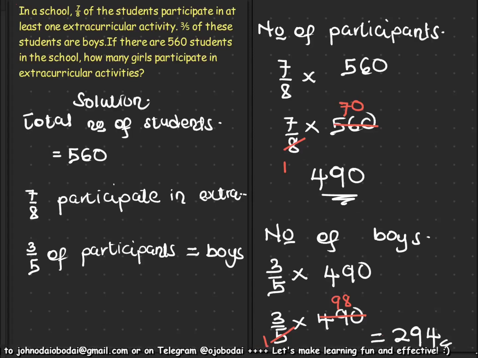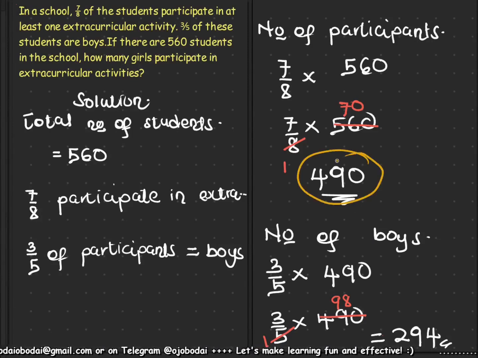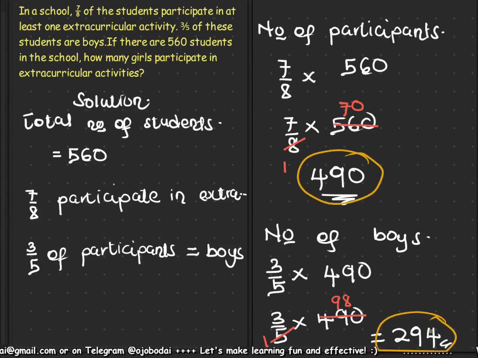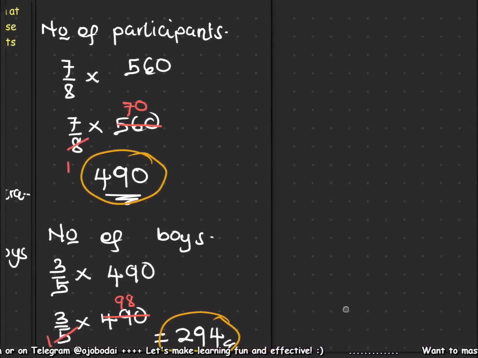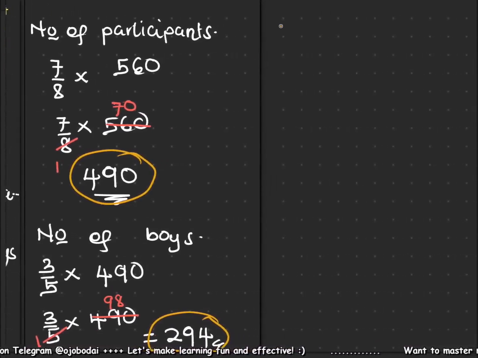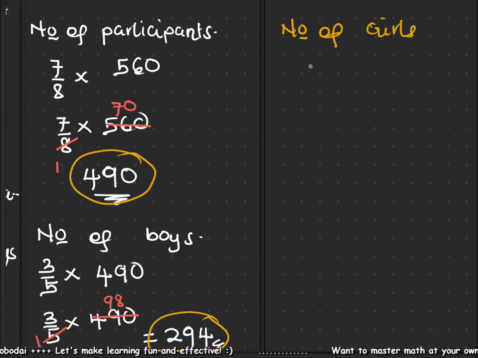So if this number here represents the total participants, and out of that number we have 294 being boys, then the girls will be very, very simple. So we come to the number of girls. The number of girls, which is the main part of the question, is going to be 490.